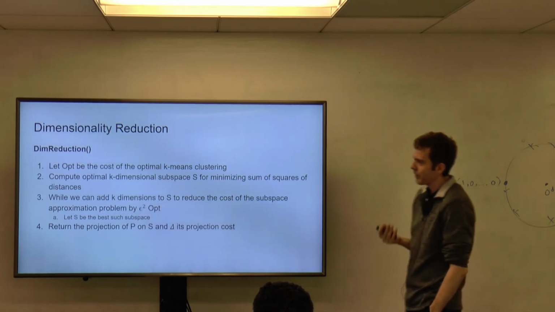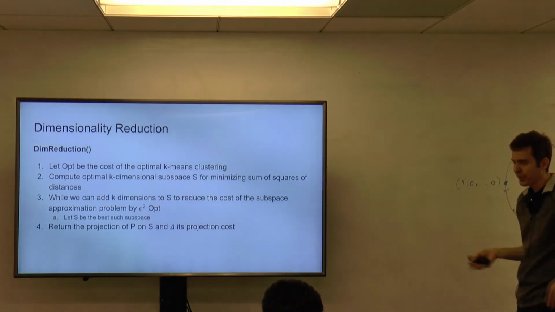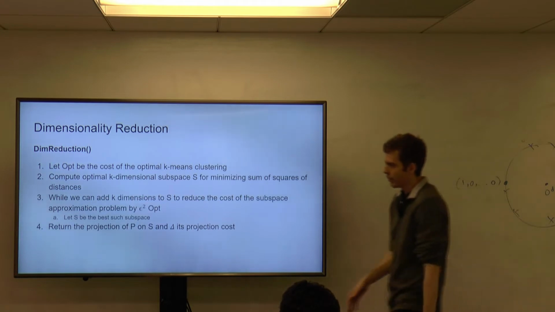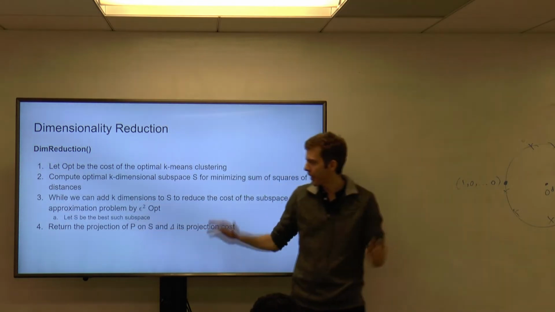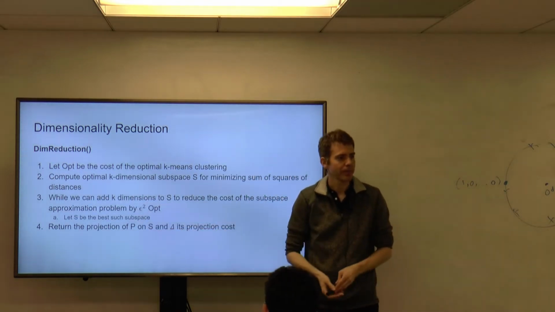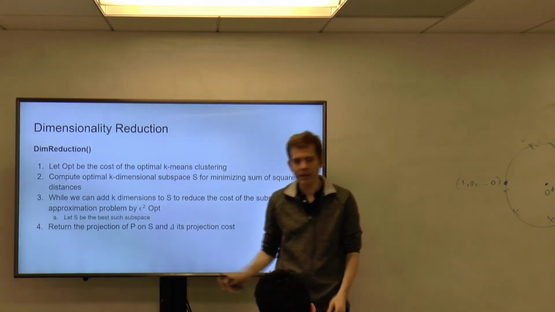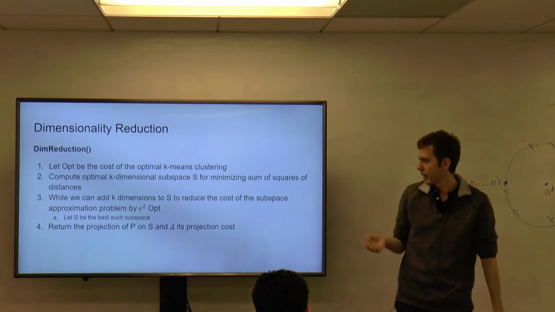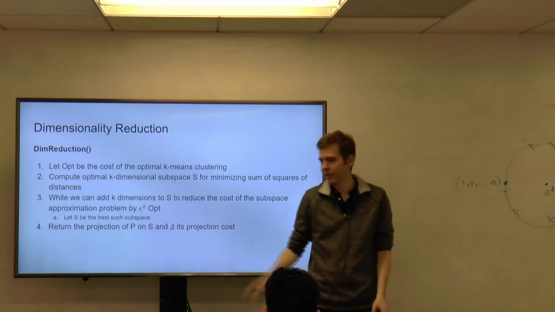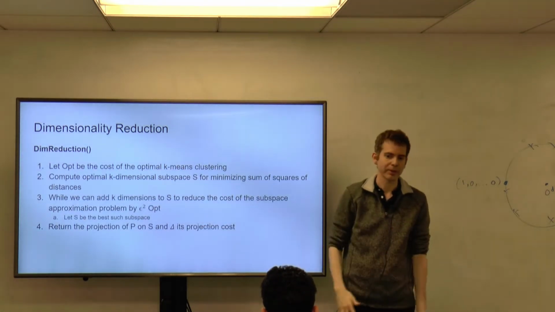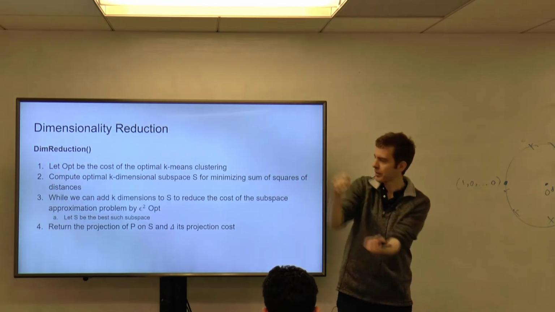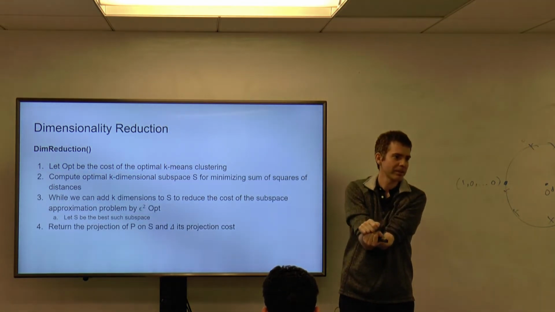And finally, what is the output of the coreset? You take your endpoints, your points P, and you project them onto this space S. So I still have points in R to the d, but they all live inside of this space S. And I also output the scalar delta, which is just the projection cost, the sum of squares of distances of the points to my space S. Just a single number.